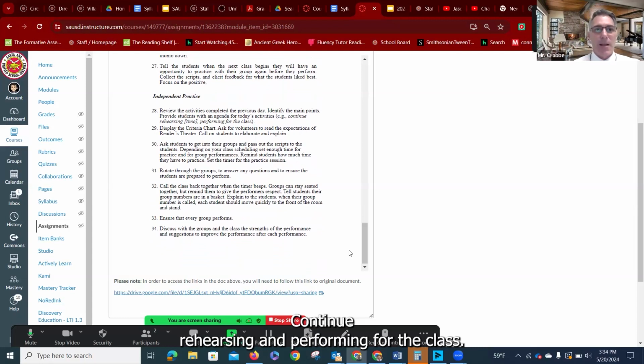Continue rehearsing and performing for the class. Display the criteria chart. Ask the volunteers to read the expectations of Reader's Theater. Call on students to elaborate and explain.